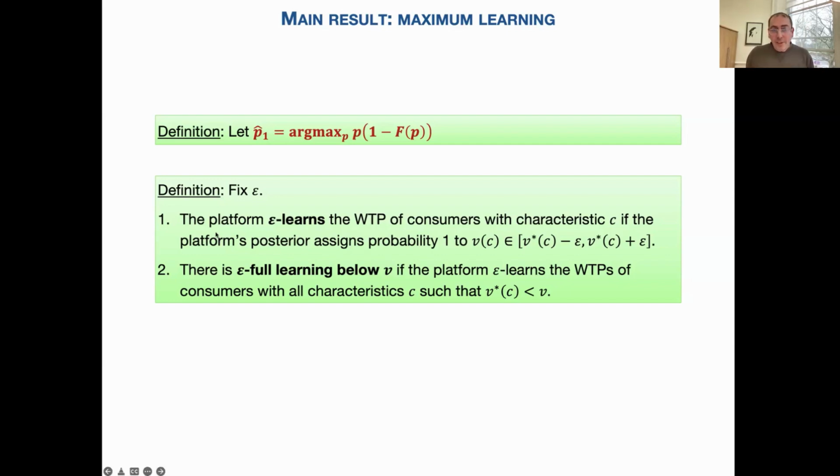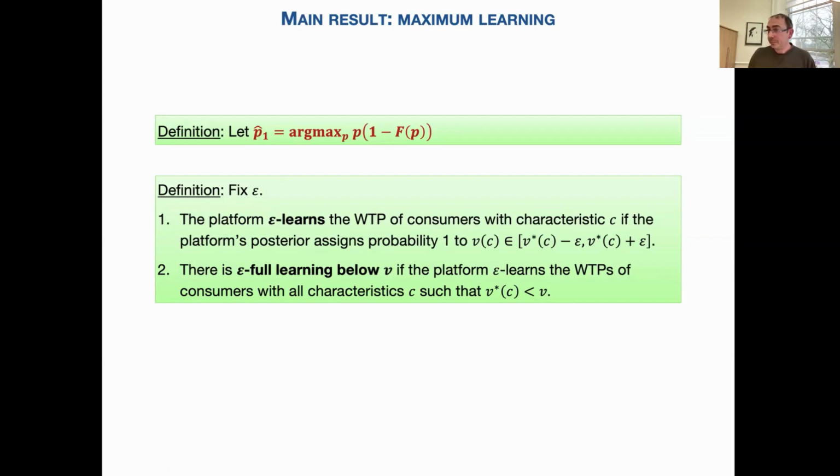The second definition is the definition of learning. Fix an epsilon. Epsilon here is how accurately you're learning. I'm going to say that the platform epsilon-learns the willingness to pay of a consumer with characteristic C if the platform's posterior assigns probability 1 to the value of consumer C being very close to the true value. And there is epsilon full learning below V if the platform epsilon-learns the willingness to pay of all consumers with characteristic C such that their true value is less than V.